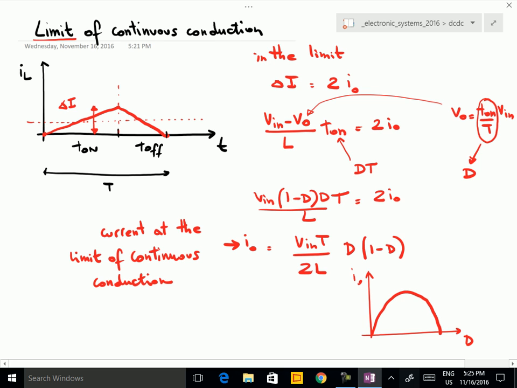Of course it is a parabola, the second order coefficient is negative, and when D is equal to 0 the current is 0, but also when D is equal to 1, which is the maximum value, the current is 0. So the parabola is like this, and the maximum you have when D is equal to 1/2, and this is easy to compute. When D is equal to 1/2, this product is 1/2 times 1/2, which is 1/4.